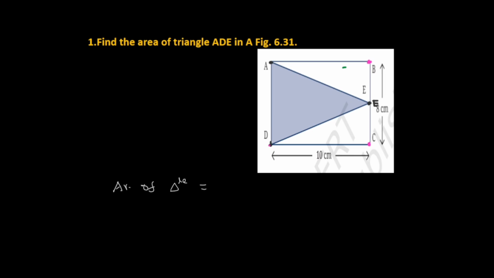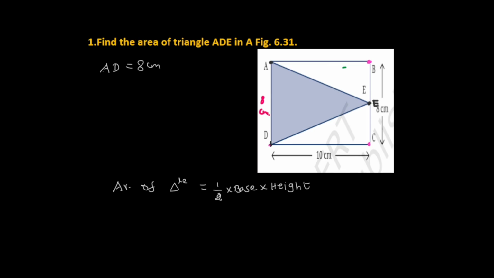Area of any triangle, if we know the height, then half into base into height. This is the formula for area of triangle. Now here the triangle is inside the rectangle ABCD. So we know very well BC is parallel to AD, so that AD length is also 8 centimeter. We can say this length is also 8 centimeter.